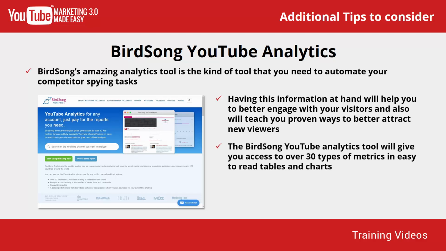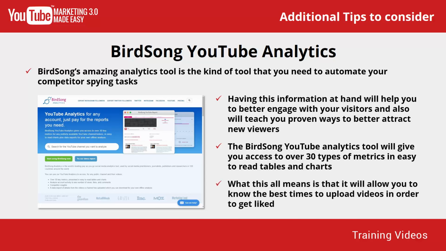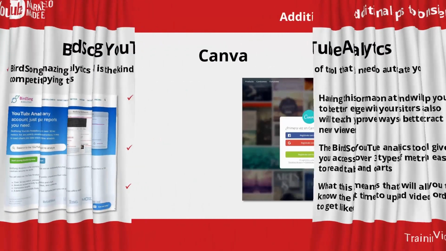The Birdsong YouTube Analytics tool will give you access to over 30 types of metrics in easy-to-read tables and charts to analyze account data that will allow you to check the number of views, likes, and comments that your most successful competitors are getting on their videos, and to get a data analysis report that you can use for your offline research. What this all means is that it will allow you to know the best times to upload videos in order to get liked, the best days to upload certain types of videos, the best times to upload and get comments, to know how video duration affects engagement in certain niches, and which types of words are captioned the most, among many other metrics.